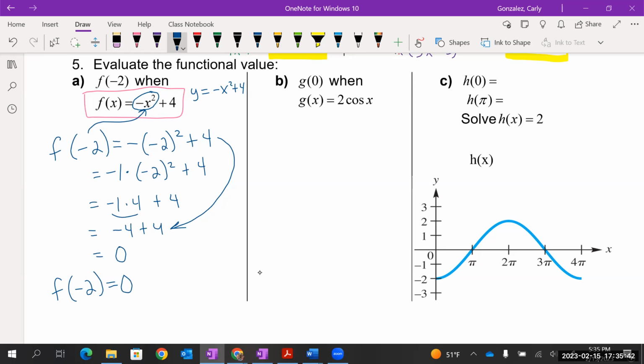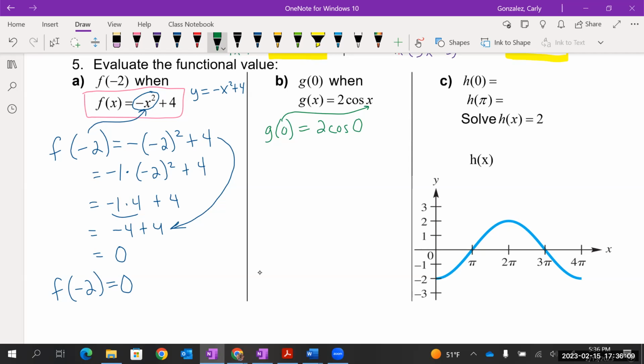We're to find g of 0 when g of x equals 2 cosine x. Okay, so now we're applying it to our trig functions. So g of 0 equals 2 cosine, and now I'll put the 0 in for x, so we have 2 cosine 0.